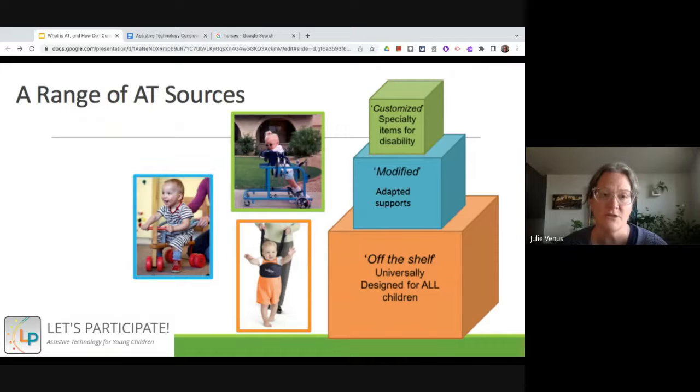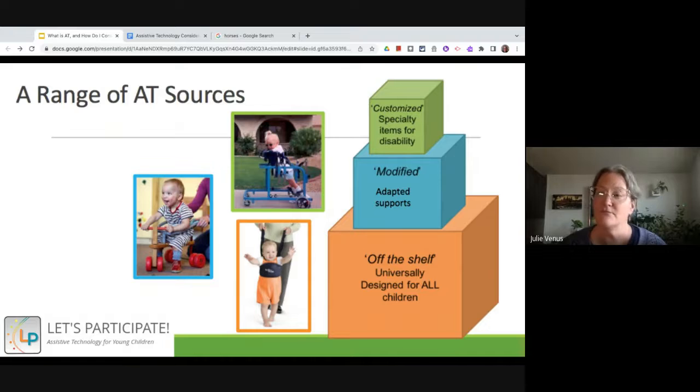that there are a range of AT sources. At the top in the smallest category is customized specialty items for disability. So in the picture there, you'll see that that's a gait trainer, right? So that's something you might work with your physician to order. It's very specialized, might need some training and setup to do that. On the next larger box there, it shows modified, so something that has been adapted for supports. So that young child is just on a little scooter there, but he's got it modified with some seating adaptations to hold him in place on that item. So it's just been modified.